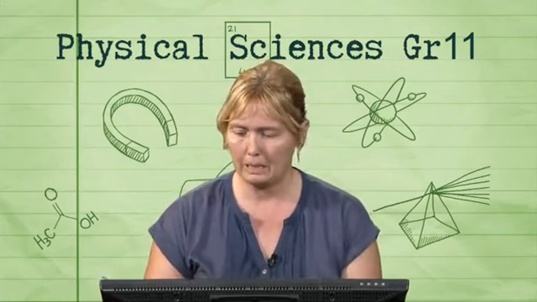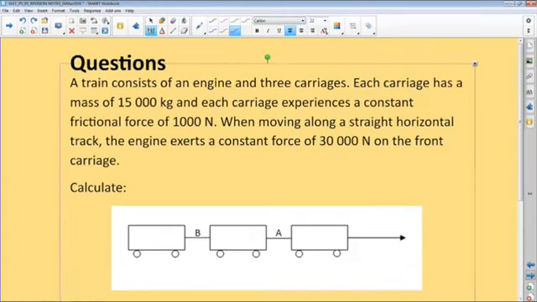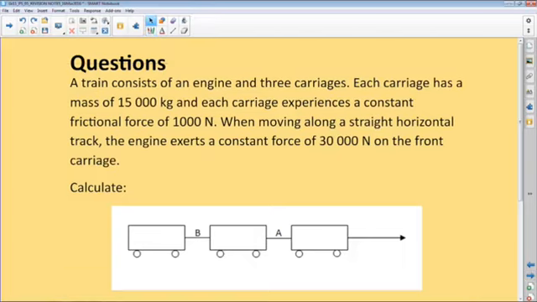So let's tackle this question. If I can get the board to listen to me, there we go. So let's go.